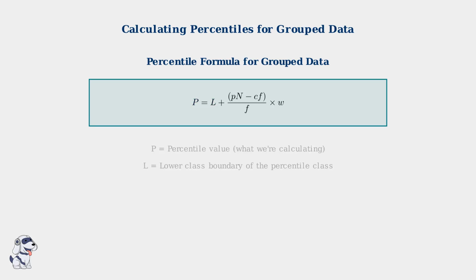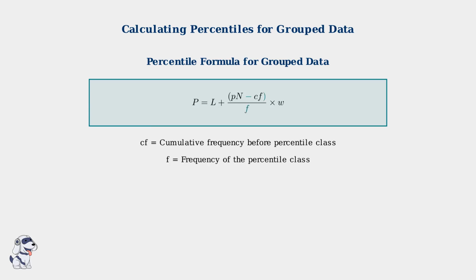P represents the percentile value we want to find. L is the lower class boundary of the percentile class, the class interval that contains our desired percentile. The variable P represents the percentile as a decimal. For the 25th percentile, P equals 0.25. For the 90th percentile, P equals 0.90. N is the total frequency, the sum of all frequencies in our dataset. The remaining variables complete our interpolation calculation.